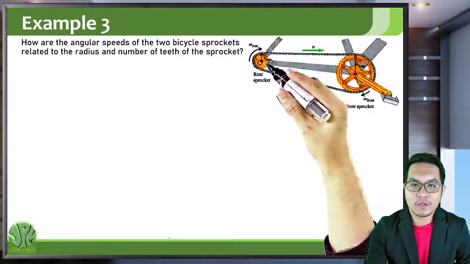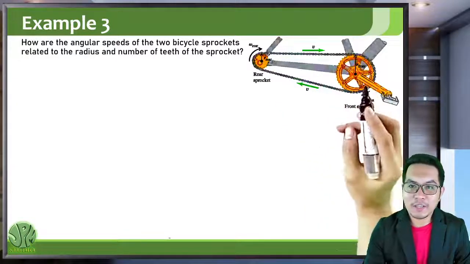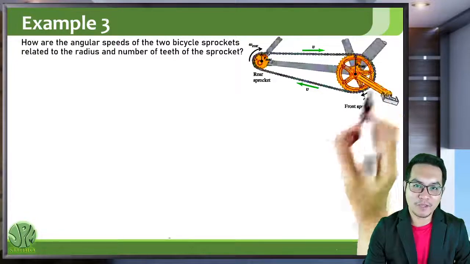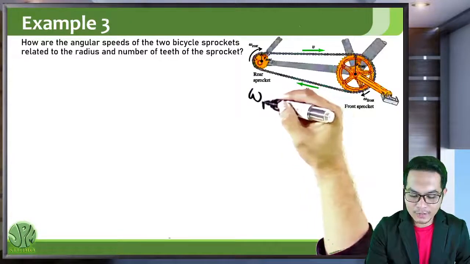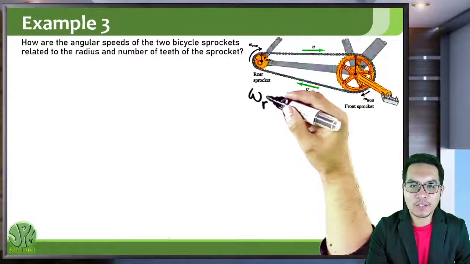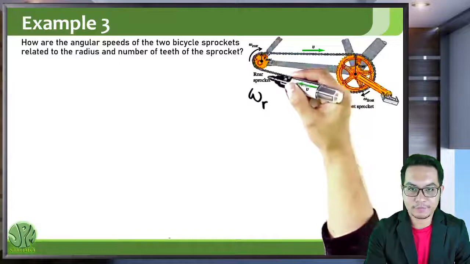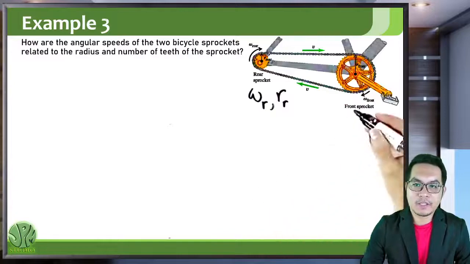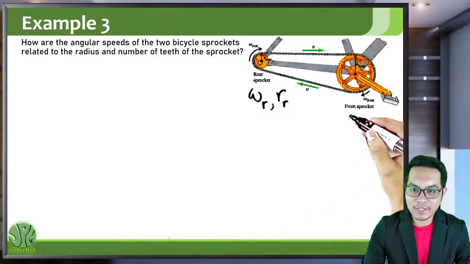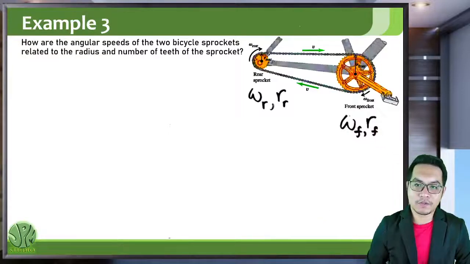Okay, so these two sprockets are actually not rotating at the same angular velocity. The rear sprocket is in the rear, has an angular velocity of omega r, and it has a radius of r sub r, the radius of the rear. So the front, on the other hand, has a different radius and has a different angular velocity. So you have the angular velocity of the front, and the radius is rf, the radius of the front.